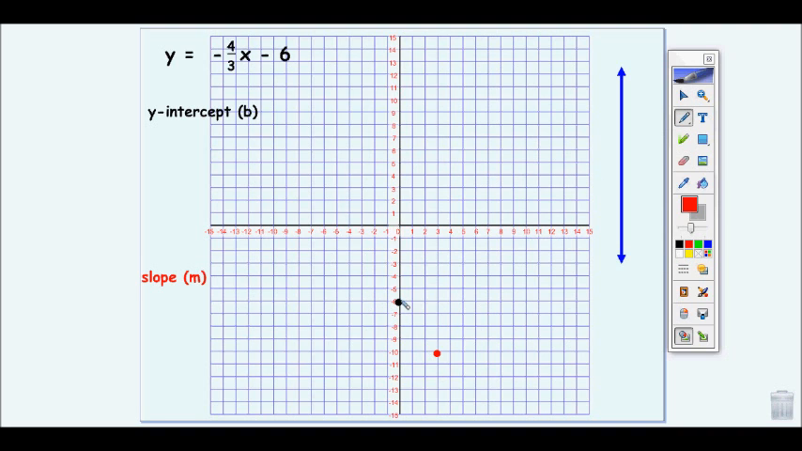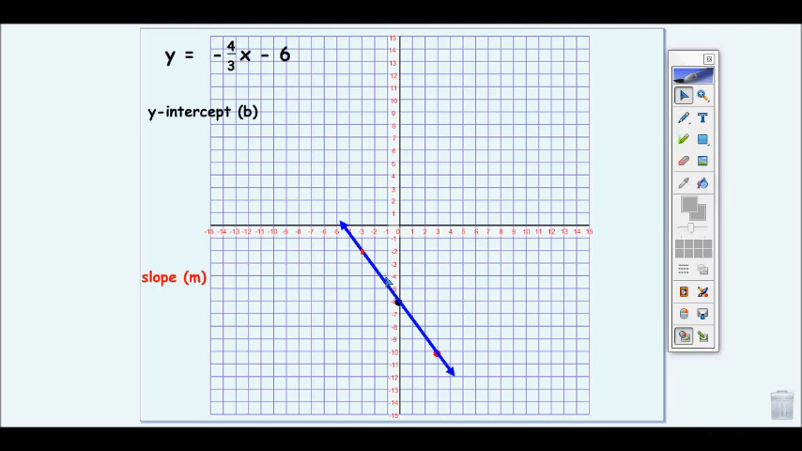rise positively 1, 2, 3, 4, and then run negatively 1, 2, 3. Now let's go ahead and graph this line. And this would be the graph line for negative 4/3 x minus 6.